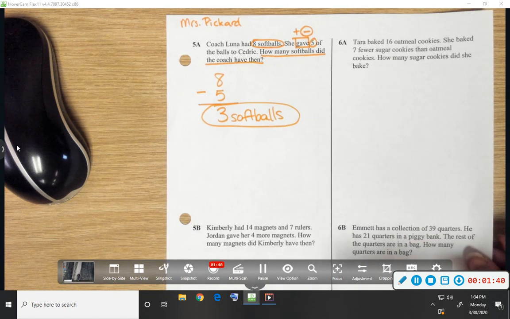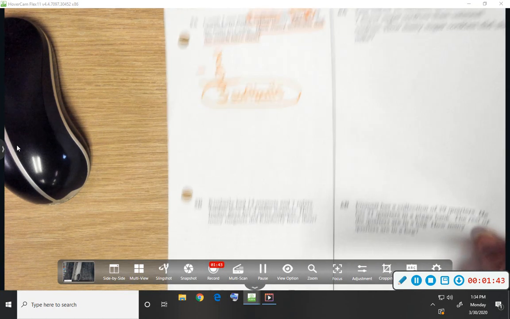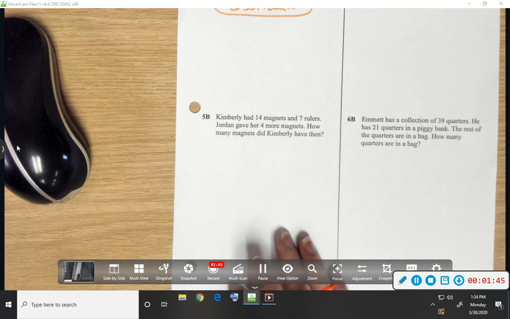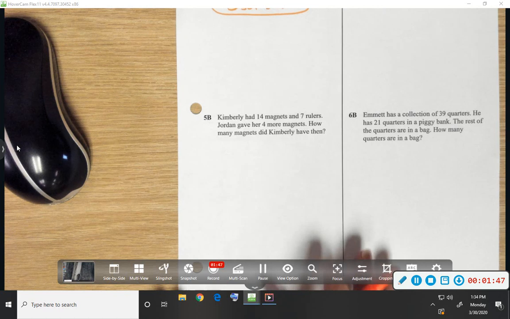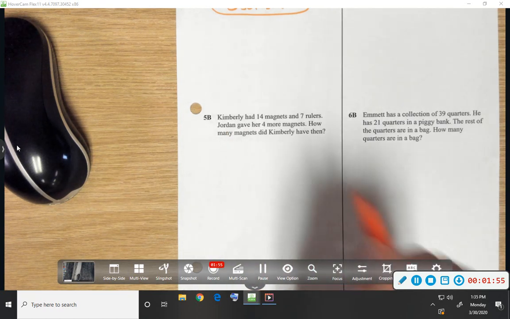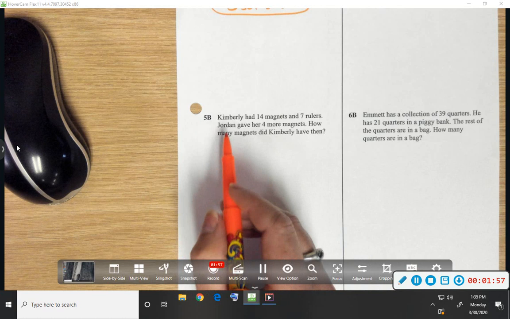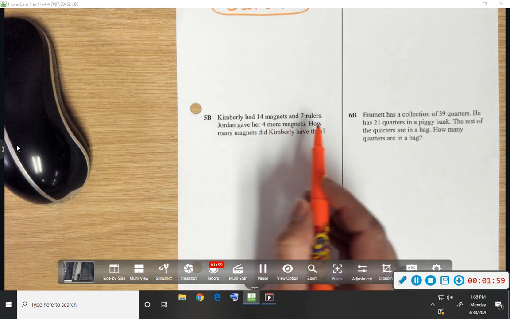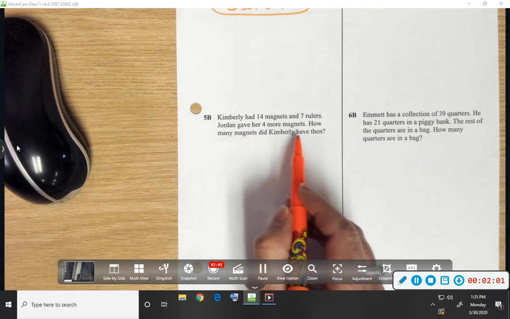Let's look at 5B. Read it first, and then go back, circle my information, and ask myself what it's talking about. Look for any keywords that may be in there, okay? Kimberly had 14 magnets and 7 rulers. Jordan gave her 4 more magnets. How many magnets did Kimberly have then?